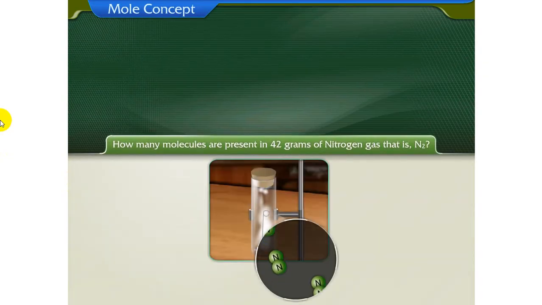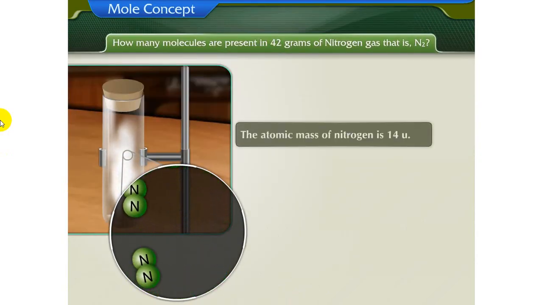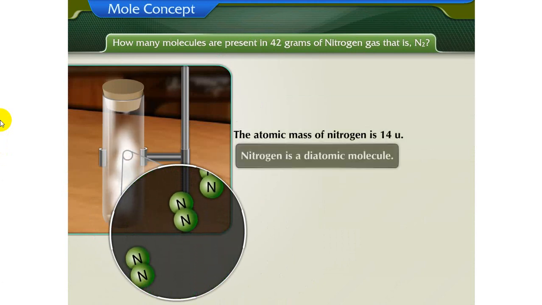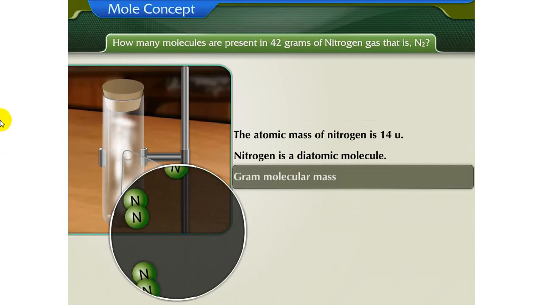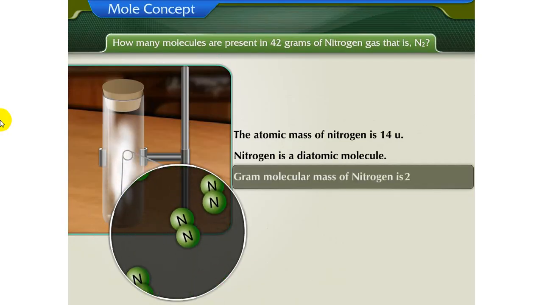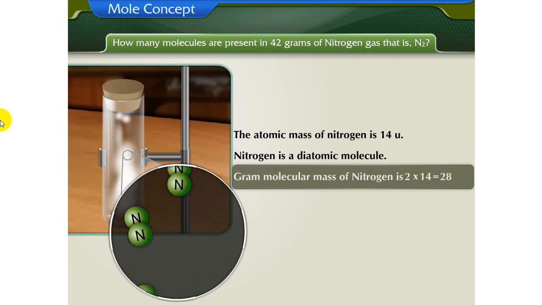How many molecules are present in 42 grams of nitrogen gas, that is N2? The atomic mass of nitrogen is 14 units. Nitrogen is a diatomic molecule. The gram molecular mass of nitrogen is 2 multiplied by 14, which is equal to 28 grams.